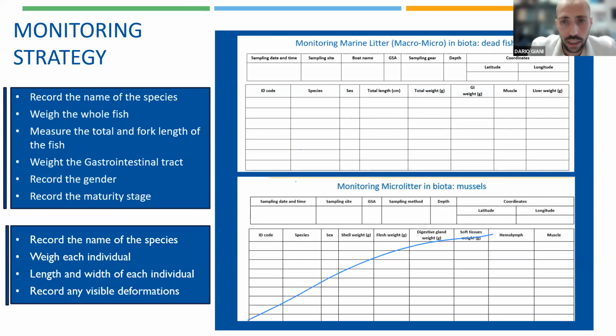Here you can see an example of the monitoring sample sheet for fish and invertebrate species that we use for our sampling. In this sheet, we can record the name, obviously, of the species. We have all the biometric data of the animals, so the weight of the whole fish and the measure of the total length and length for fish species. And then we have to weigh the gastrointestinal tract of the animal and record the gender, the maturity stage, and so on.